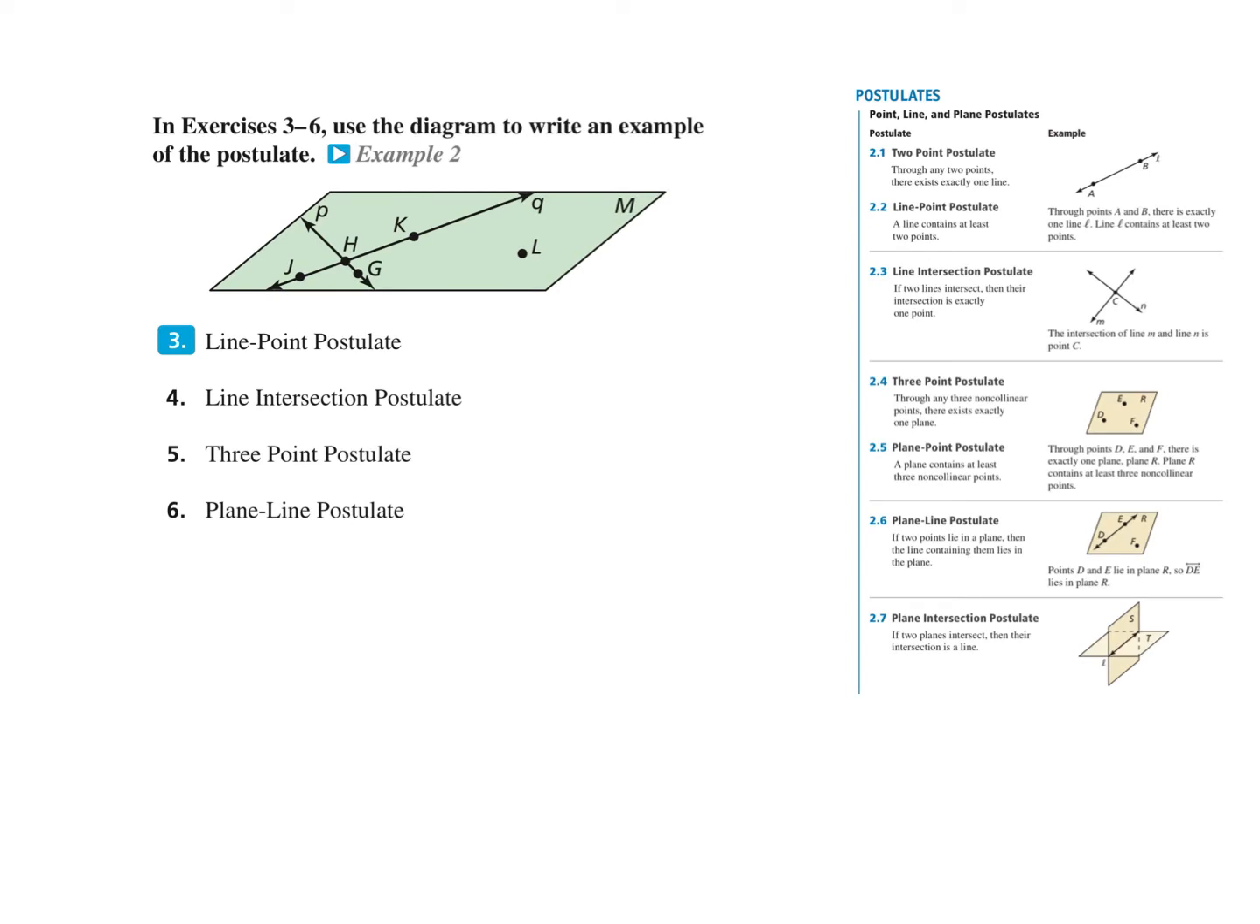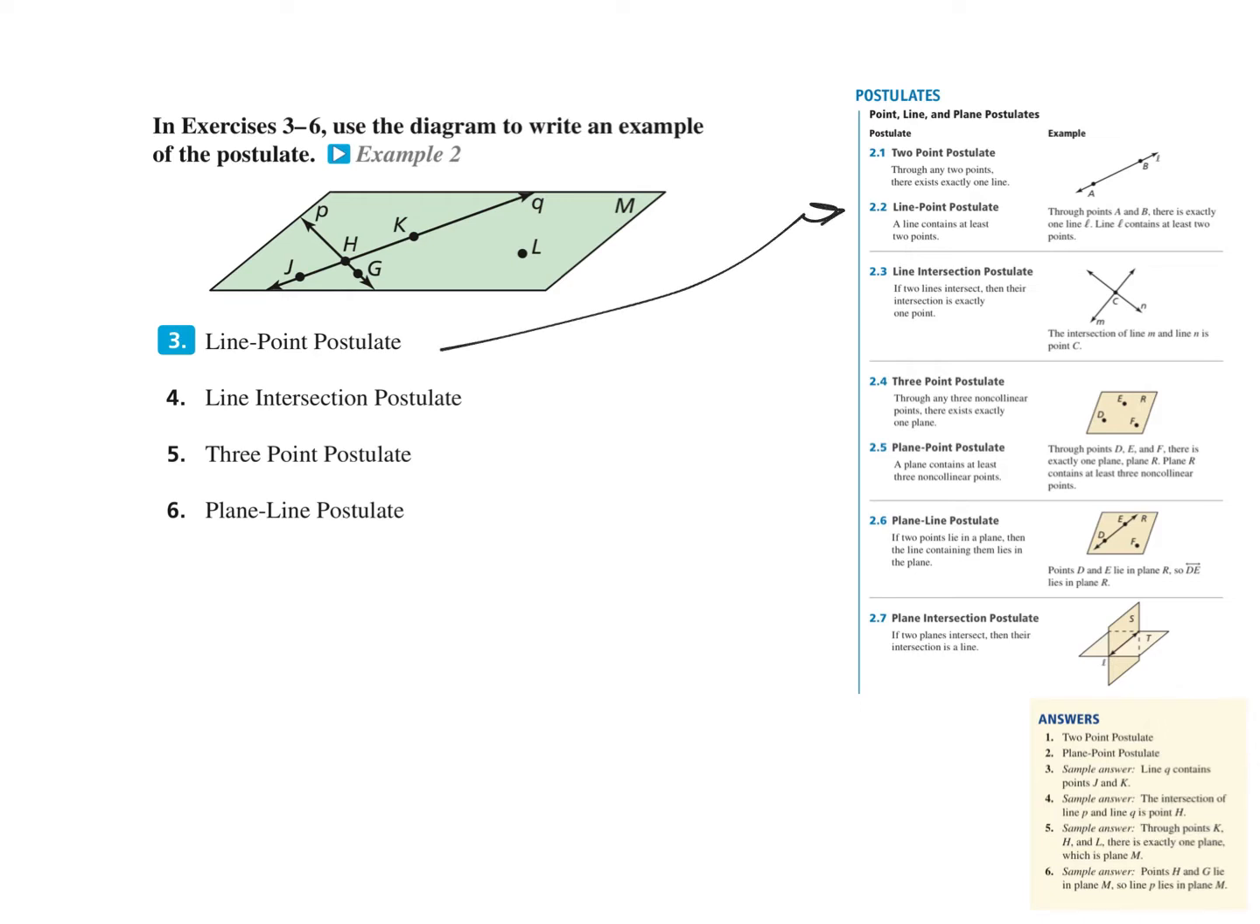Number 3, use the diagram to write an example of the postulate. It says the line-point postulate, which is the second one there. It says a line contains at least 2 points. That's a postulate. So an example you could say is, first of all, you have to say that you have a line. Let's just go back and do it a different way here.